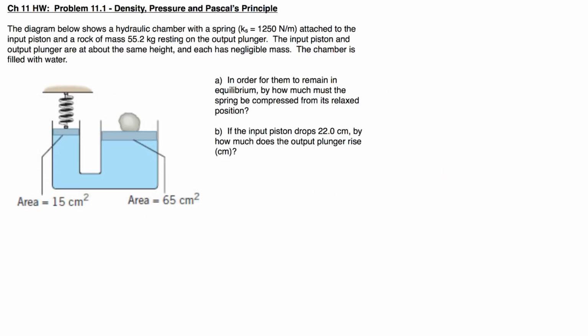I like this one. This one has a couple things. The diagram below shows a hydraulic chamber with a spring. Check that out. You've got a spring constant of 1250.